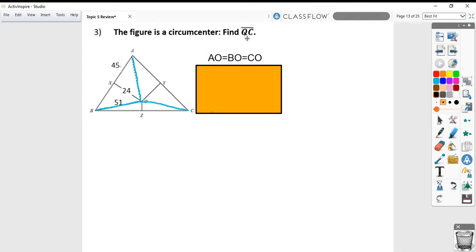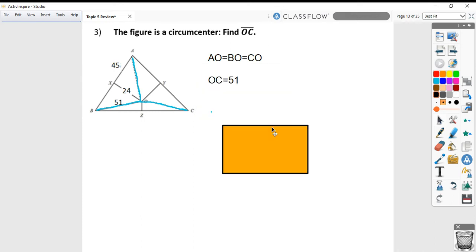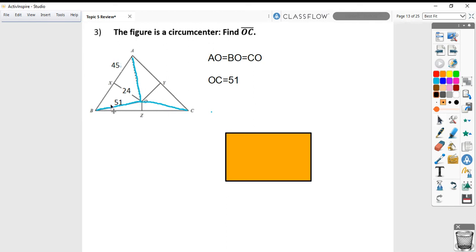Okay, so whether you're finding OC like it says on this or OA like it says on your paper, the answer is the same. It's 51 because it matches this one that's labeled. This 24 and this 45, that's extra information. It's trying to throw you off. All you need to know is that the circumcenter is equidistant from each vertex, just like it says on your cheat sheet. So that's 51.